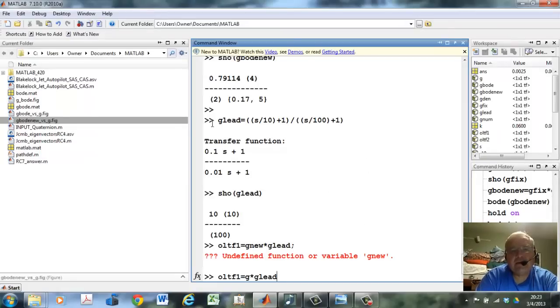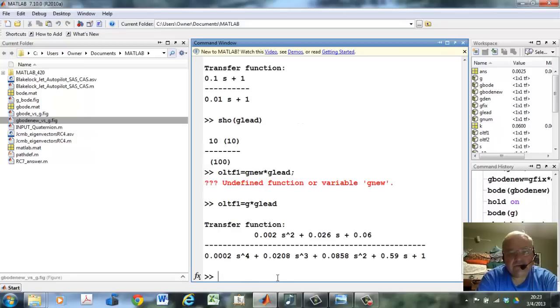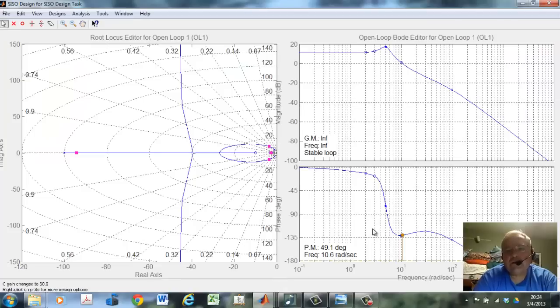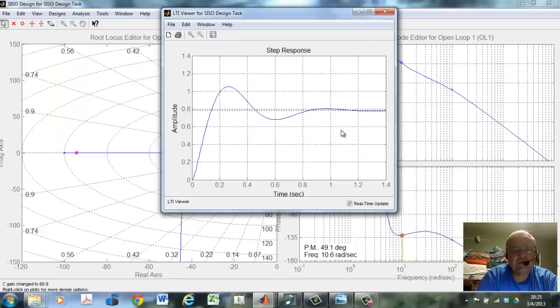So let's go ahead and try that really quick. So here I've added my G lead, break frequencies at 10 in the numerator and 100 in the denominator. And then I've multiplied my OLTF times that G lead. And so we can SISO tool that OLTF1 and take a look and see how it looks. So we'll just raise the gain when this thing finishes. Yeah, there's a decent step response. So for a first cut, that's not bad.